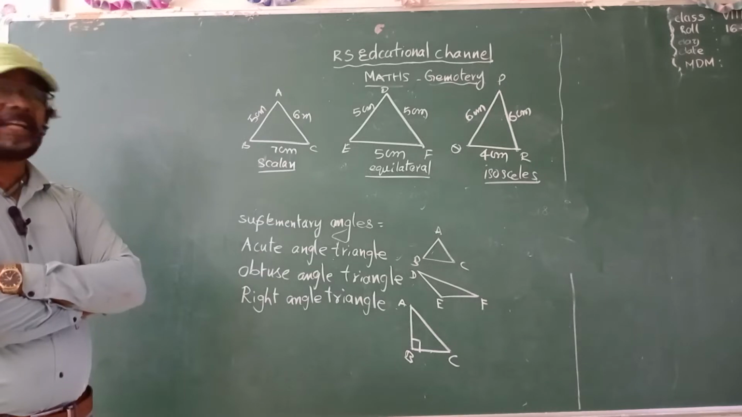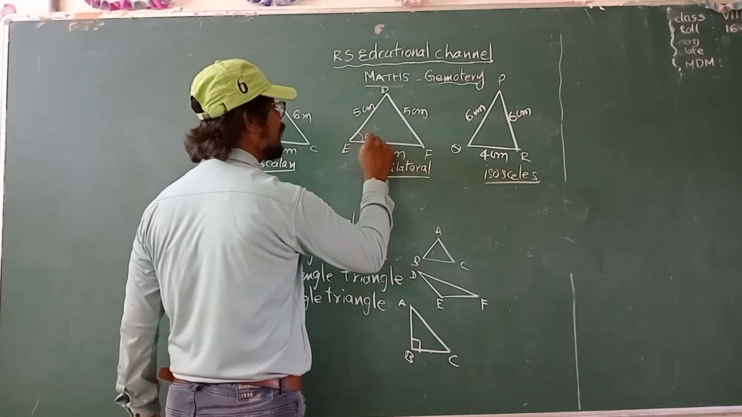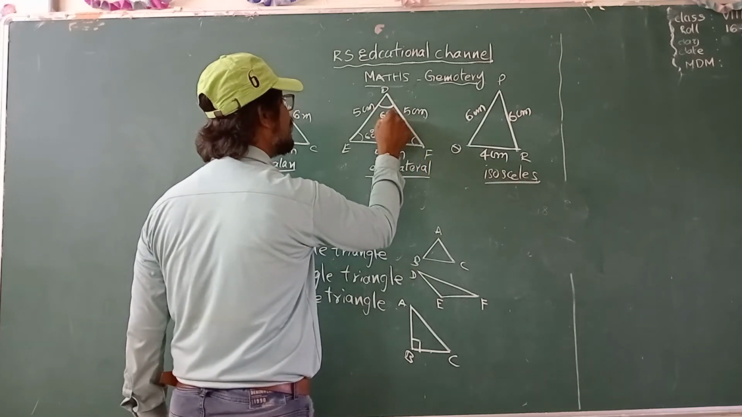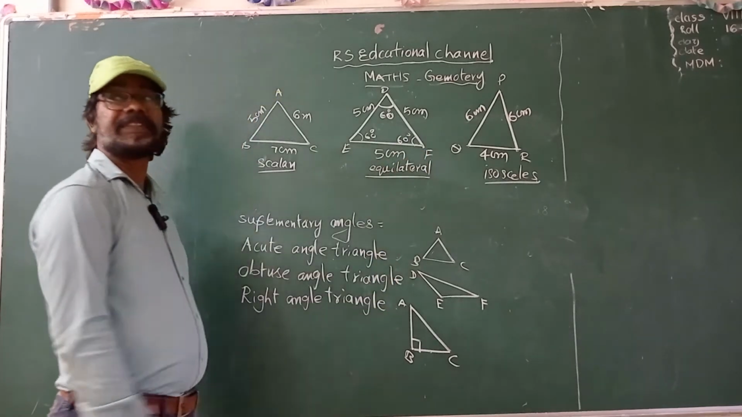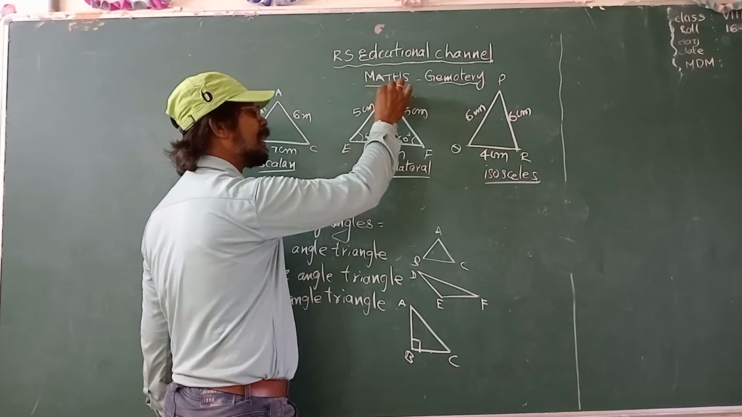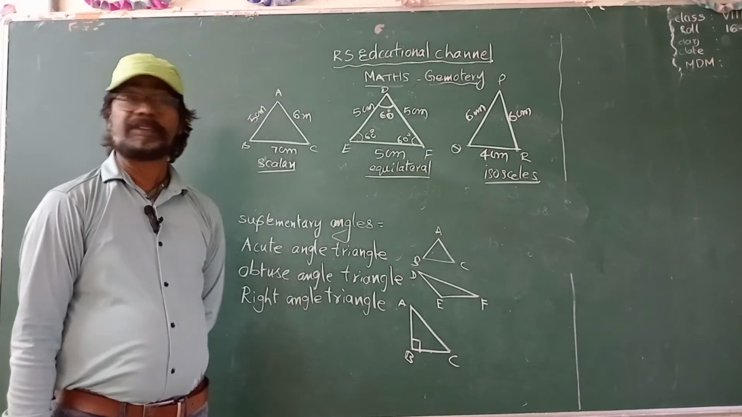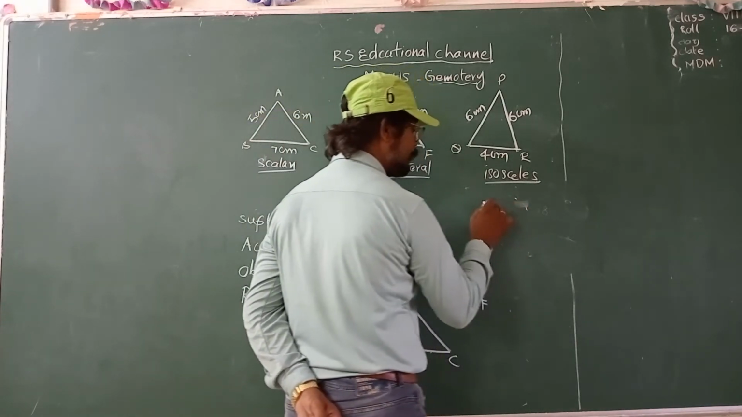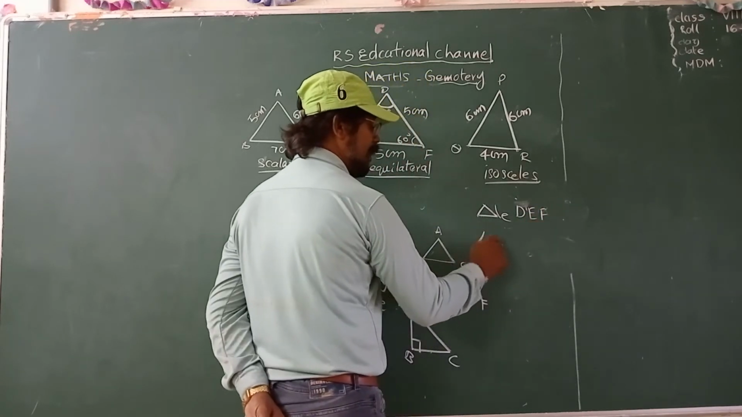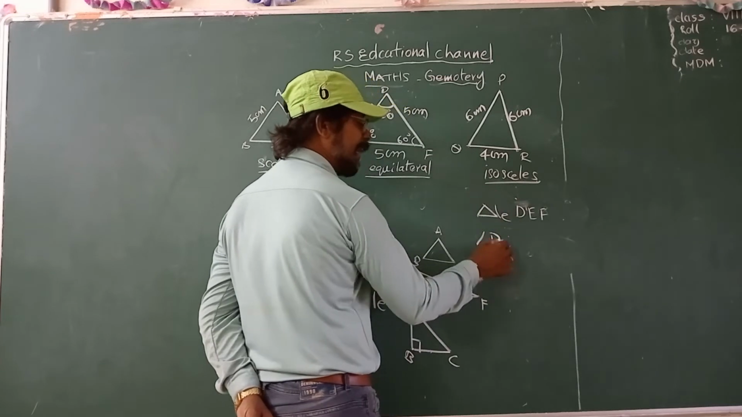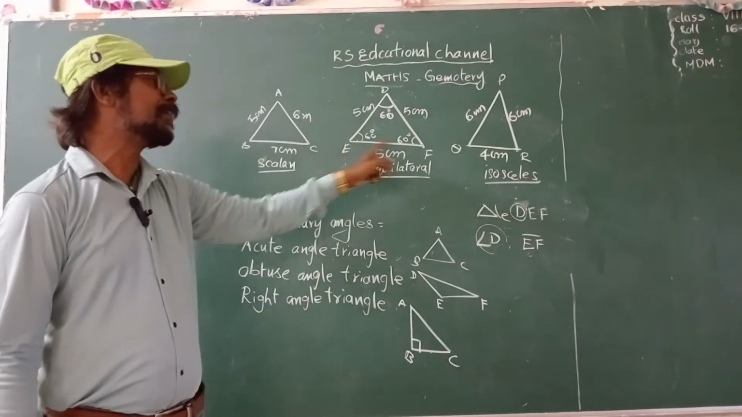The sides opposite to the angles are in the ratio of their angles. Suppose this is 60 degrees, this is 60 and this is 60 degrees. Angle D is opposite to the side EF. Angle E is opposite to the side DF. And angle F is opposite to the side DE. In triangle DEF, angle D is opposite to the side EF. Yes, sir. Next.